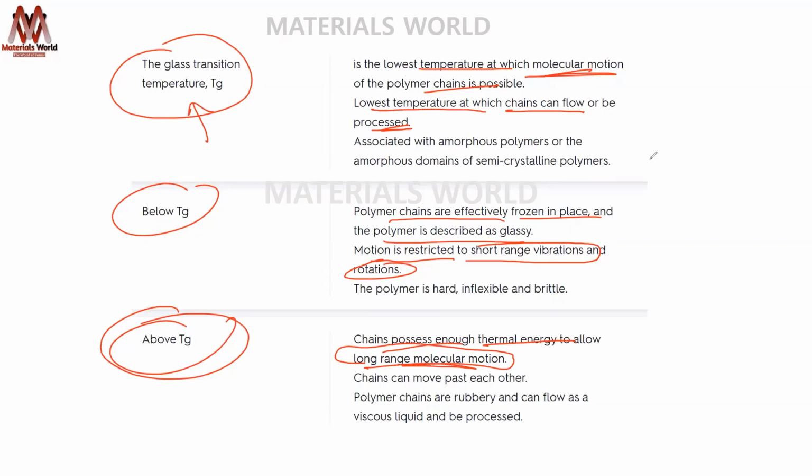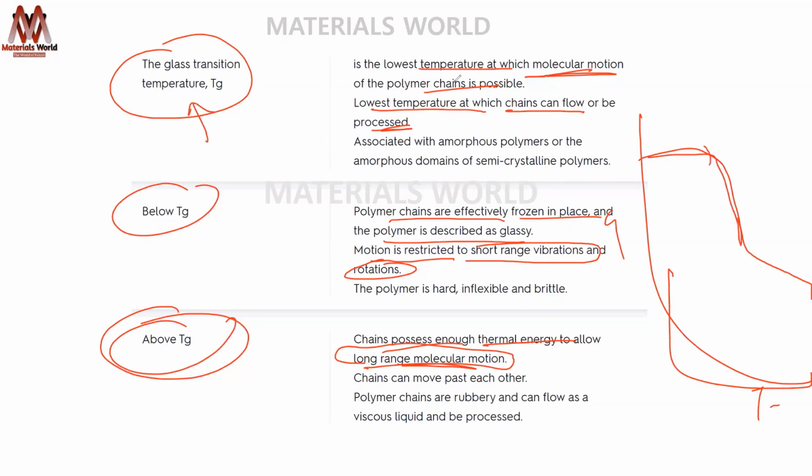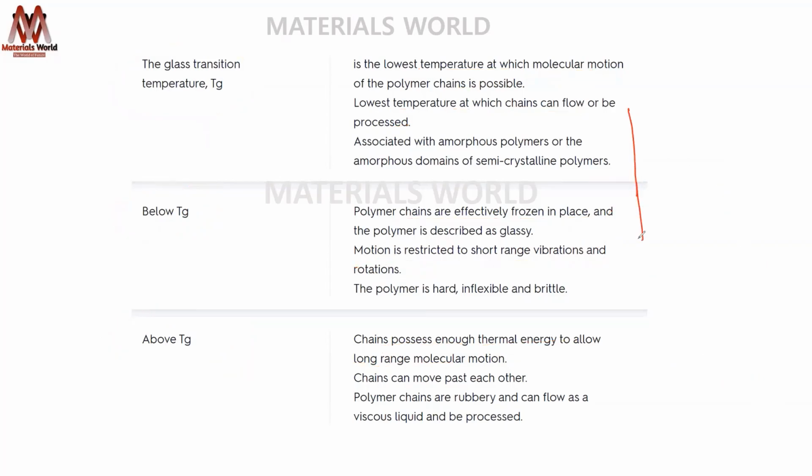If you remember this graph, this is Z, this is temperature. Let me draw. If you remember, this is the typical Tg transition. And this is the rubbery region, a leathery region, right? So above Tg, you'll always get the rubbery state. So I'm talking about that region.